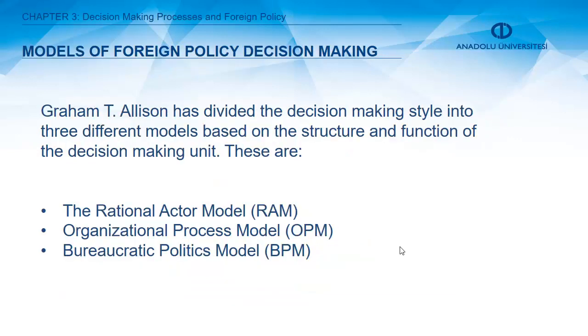Now, there are three main models of decision making, which were identified first by Graham Allison. And according to Allison, there are three different decision making models based on the structure and function of the decision making unit. The decision making unit is the point where the decision is made. Okay. The first is the rational actor model, the second the organizational process model, and the third the bureaucratic politics model.